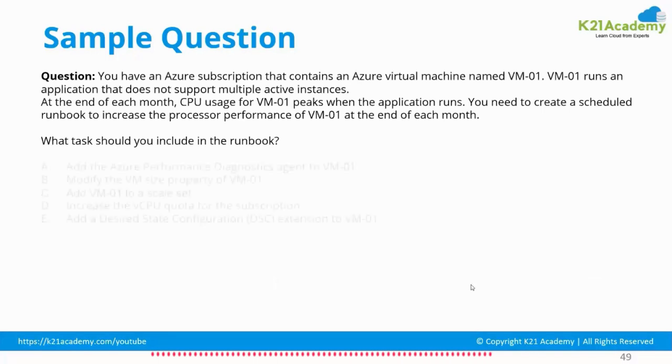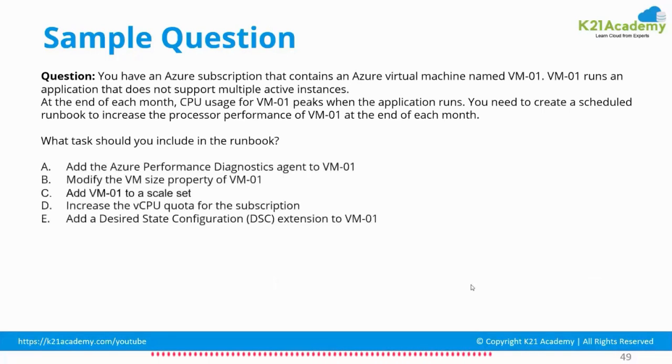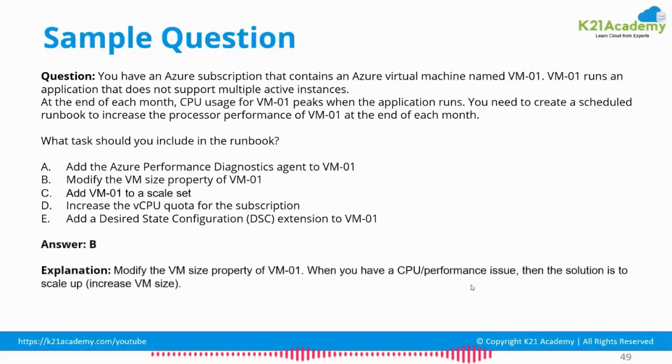Now one more question. Now read it out. Okay, let's see the answer. The answer is B. Modify the VM size property of the VM. When you have a CPU performance issue, then the solution is to scale up or increase the VM size. So if you can see that CPU usage is peaking very frequently, then what you will do is increase the size of that VM for that specific time, and later on you can decrease it, right? So that is what this answer is.